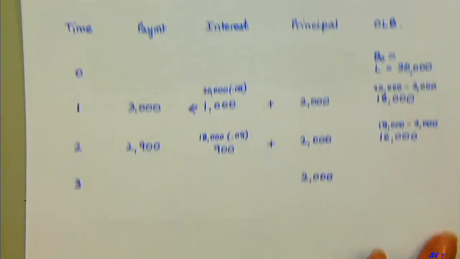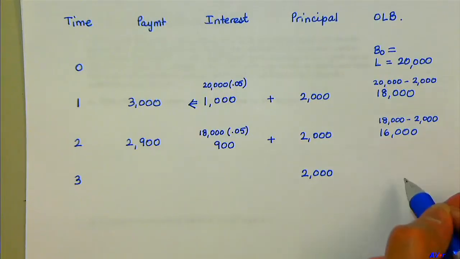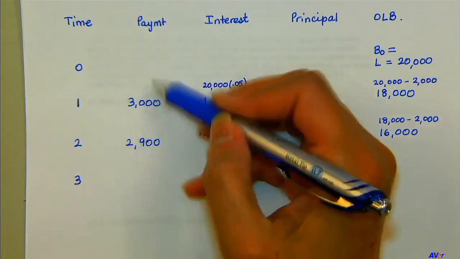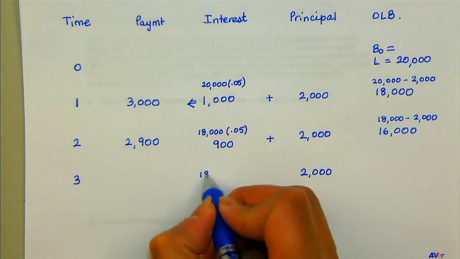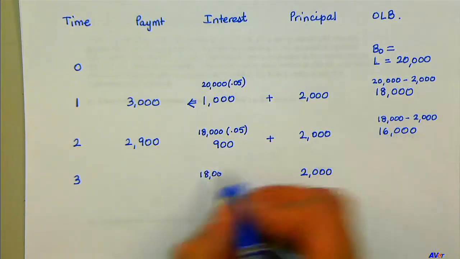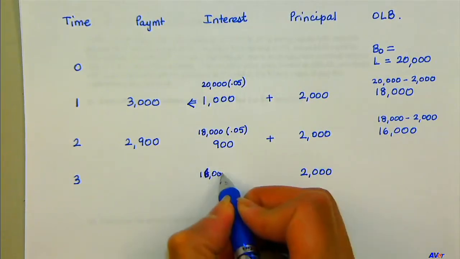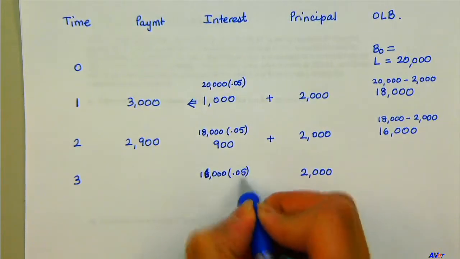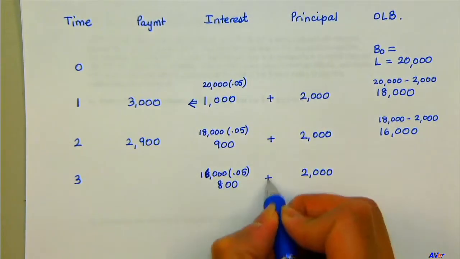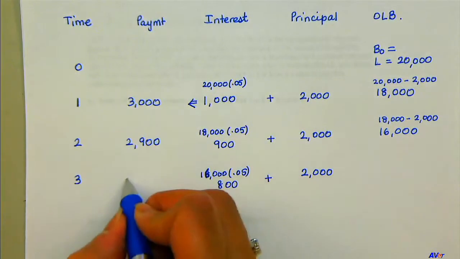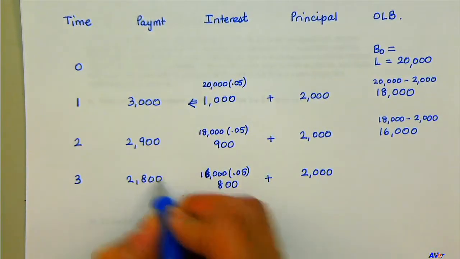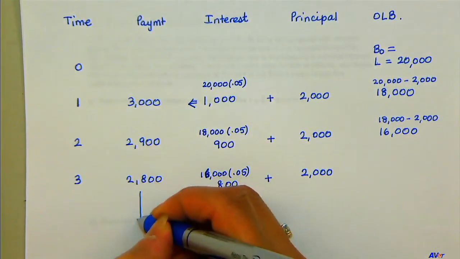And this process continues. So look at this column. The next time around it's going to be 16,000 times 0.05, which is $800. And then 800 plus 2,000 would be $2,800. And just continue this process.